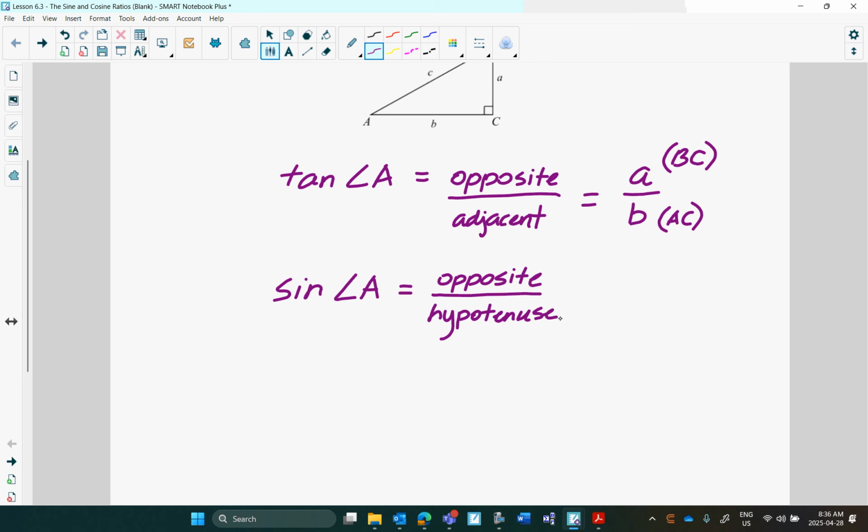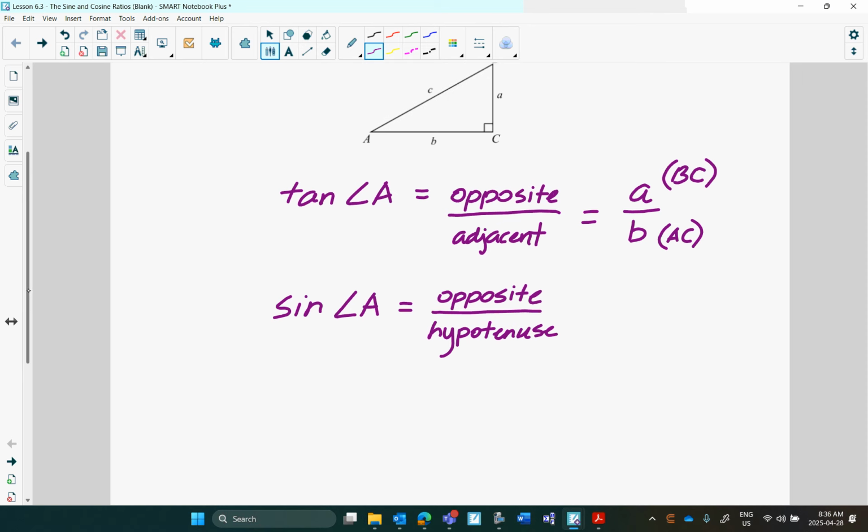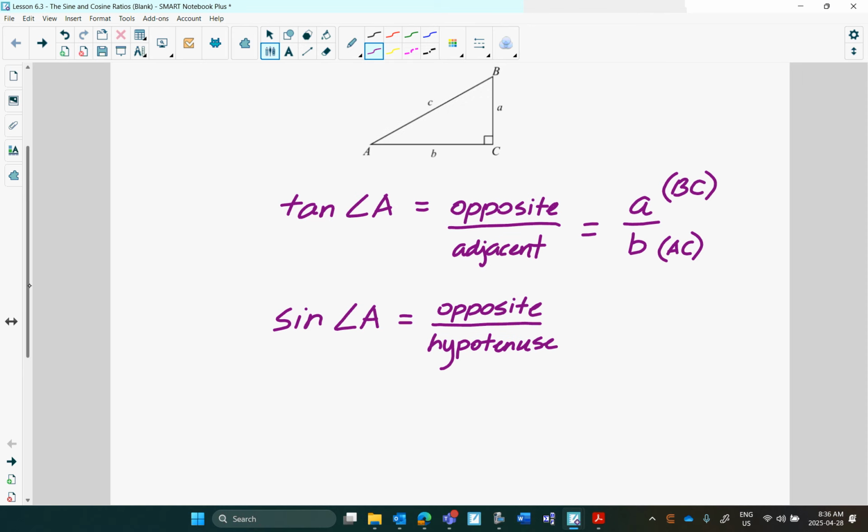So in our diagram up here, our right triangle, what's the side opposite angle A? Little a. What's the hypotenuse? Little c. So it's a different ratio. And again, I could have called that by capital letters BC over AB if I wanted to.